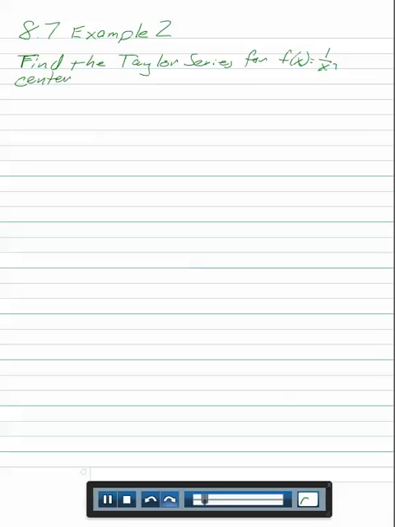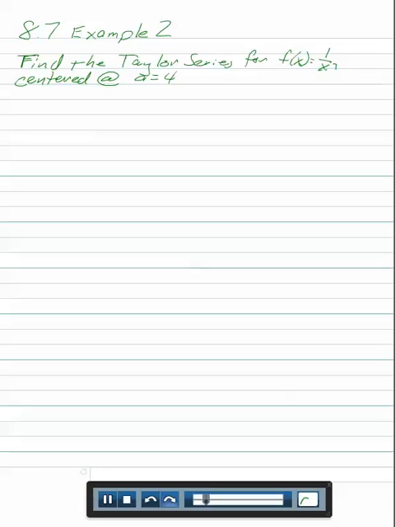Okay, here's 8.7, example 2. This one is one where the numerator doesn't simplify quite so nicely, so we just have to be a little bit careful. We're going to find the Taylor series for f of x equals 1 over x squared, centered at a equals 4.